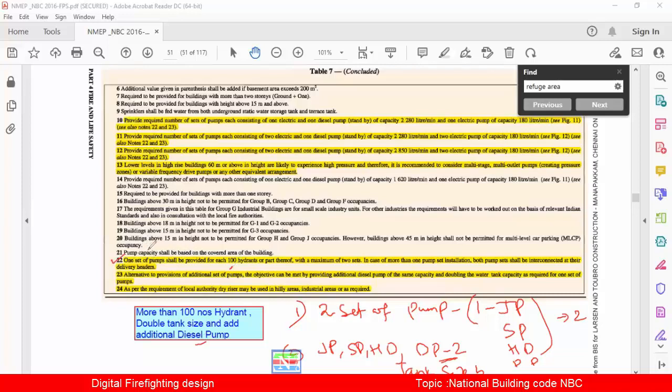You can see this note number 23, 24, all those things. One set of pumps will be provided for every 100 hydrants, within a maximum of 2 sets. If it is more than one pump set installation, both pumps will be interconnected at the delivery headers. If you have 2 sets, you need to interconnect the delivery header. Alternative provision, additional set of pumps: if you don't want to put an additional set of pumps, your objective can be met by providing an additional diesel pump of the same capacity and doubling the water tank capacity.